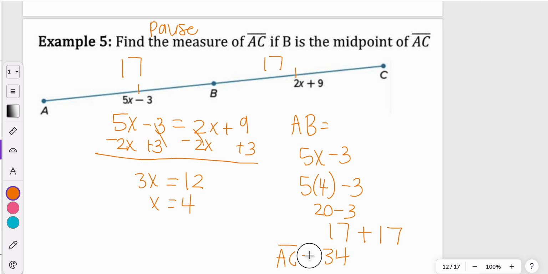So AC equals 34. Okay, that'll conclude our notes for today on lesson 1-7, midpoints and bisectors.